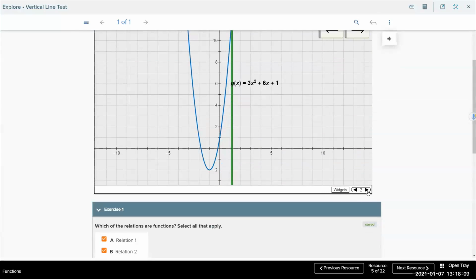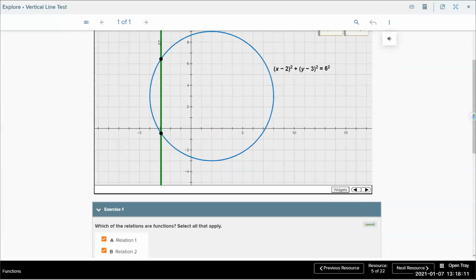Here comes relation 3. And check that out. Already, I see this vertical line is intersecting this graph in more than one place. And there's lots of vertical lines that do that.